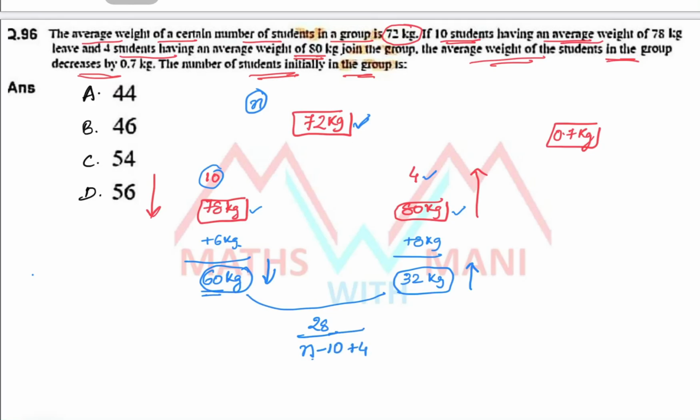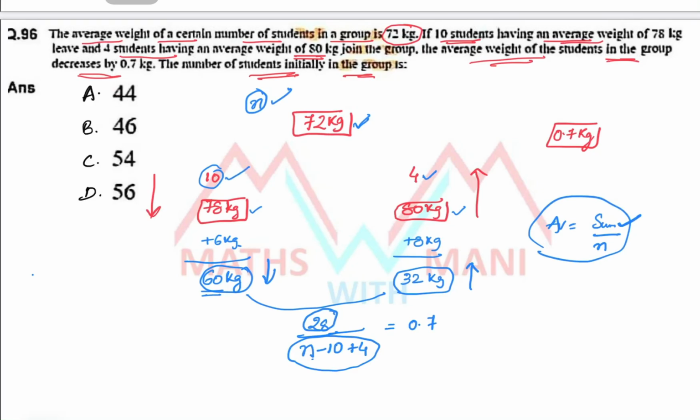So n minus 10 plus 4. For that, what about the decrease, 0.7, this is the average. What is the formula for average? Basically average is equal to sum of the numbers by number of the numbers. What about the total weight, this is 28. What about the number of people? Initially they are n number, but 10 were left, but 4 were coming, so n minus 10 plus 4.